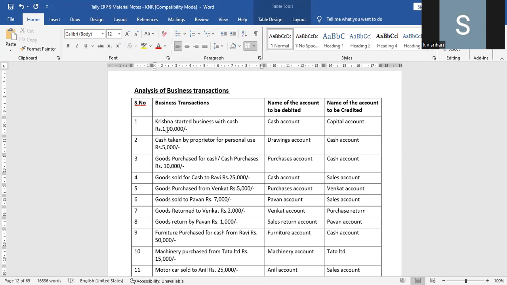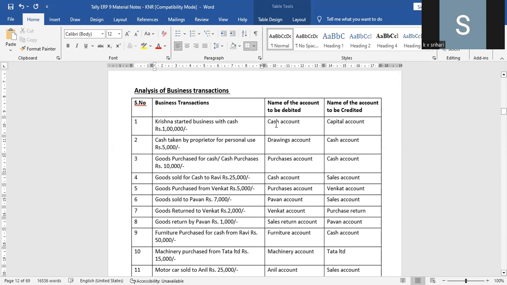From the company's point of view, does cash come in or go out? It comes into the organization. Cash is an asset. So the asset comes into the organization. That is the reason you enter it on the debit side.